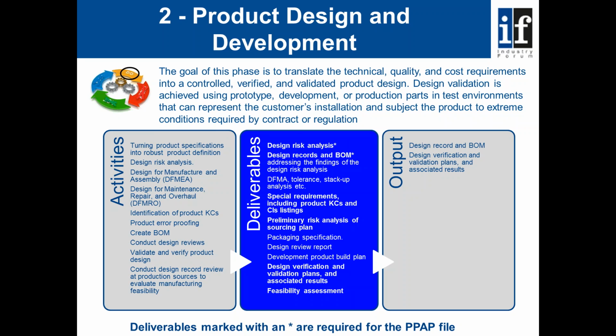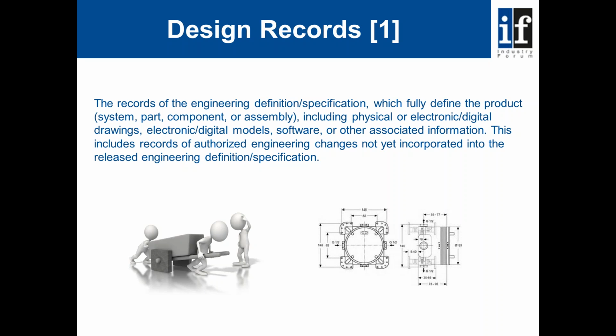It's during this phase that we create the design records, which are the records of engineering definition and specification. This includes such things as hard copy prints, or it could be electronic digital drawings or electronic digital models. It could even be software or other associated information. This includes records of authorized engineering changes not yet incorporated into the released engineering definition or specification. When we talk about these authorized engineering changes, we're talking about changes initiated by the design team that sit between issue levels of the drawings. By controlling these, we're able to ensure that the people developing the process always have the latest information.